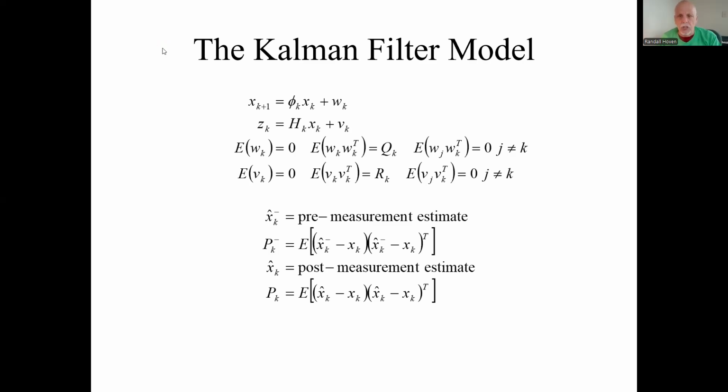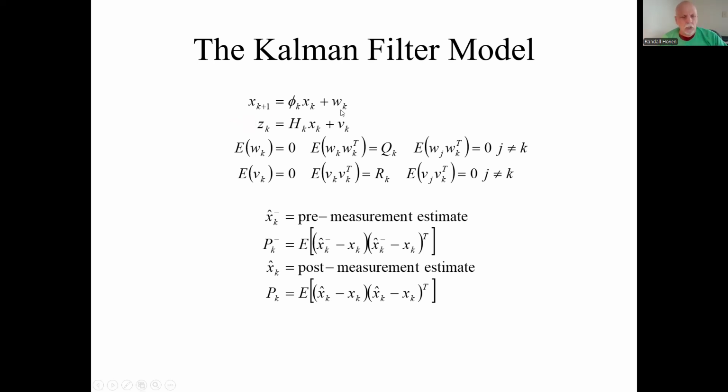We now get to the Kalman filter itself. And we start off with what we call the system model. This is what we start with. It's how we're modeling our system. It is a discrete time state space. This first equation is called the process equation. This one is called the measurement equation.